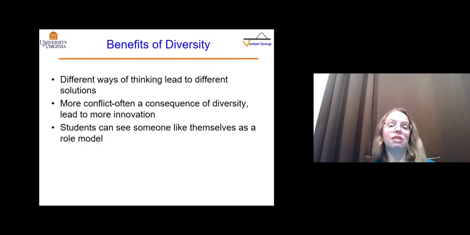However, there's been a showing that there's a lot of benefits to having diversity, to having different groups of people. Different ways of thinking usually lead to very different solutions. And in fact, they've shown that if you have different types of people, it leads to more conflict. But more conflict, as a consequence of diversity, leads to more innovation, right? So when somebody questions, why do we do it that way? I think we should do it this way, when, you know, people don't all come from the same background, they often can think of different solutions.